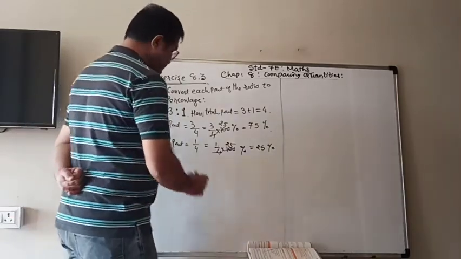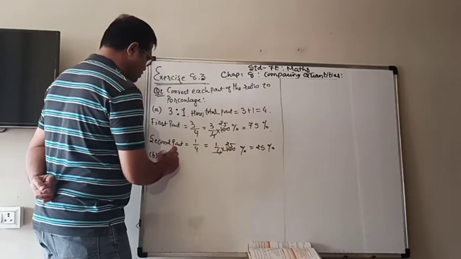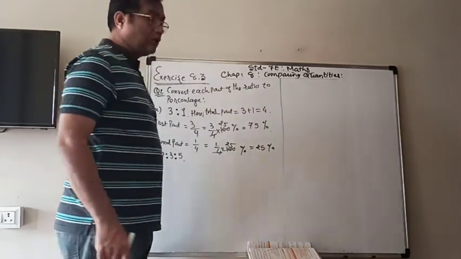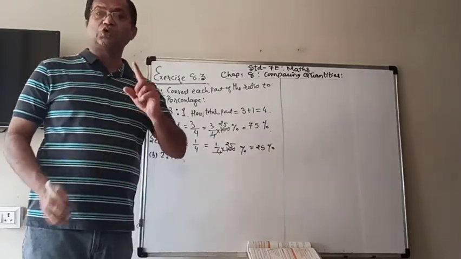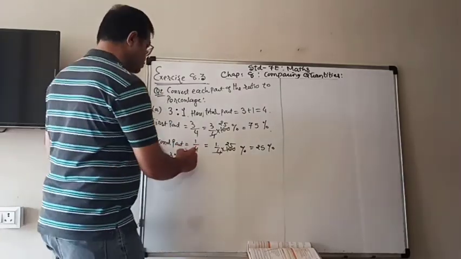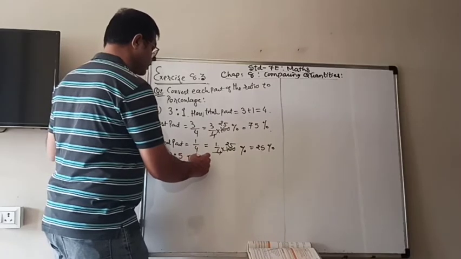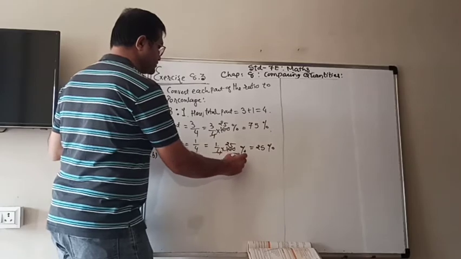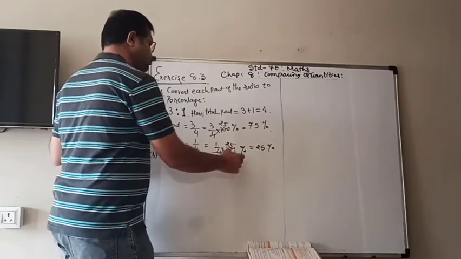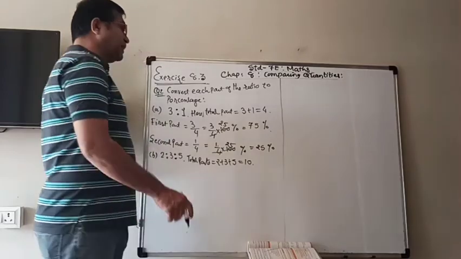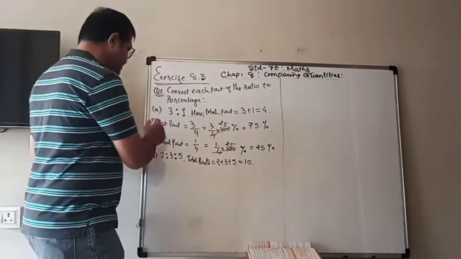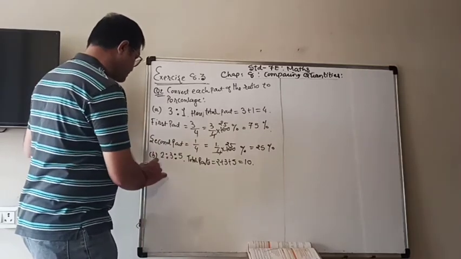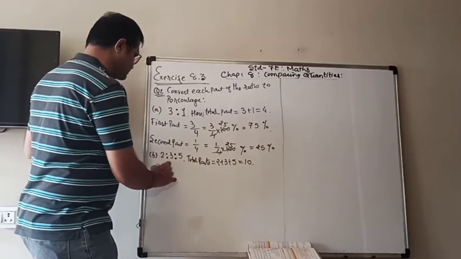Second one. In the second one there are 3 parts: 2:3:5. So now we have to first find the total parts. So total parts is equal to 2 plus 3 plus 5, is 10. There are 10 total parts. So now first, second and third, we have to convert into percent.